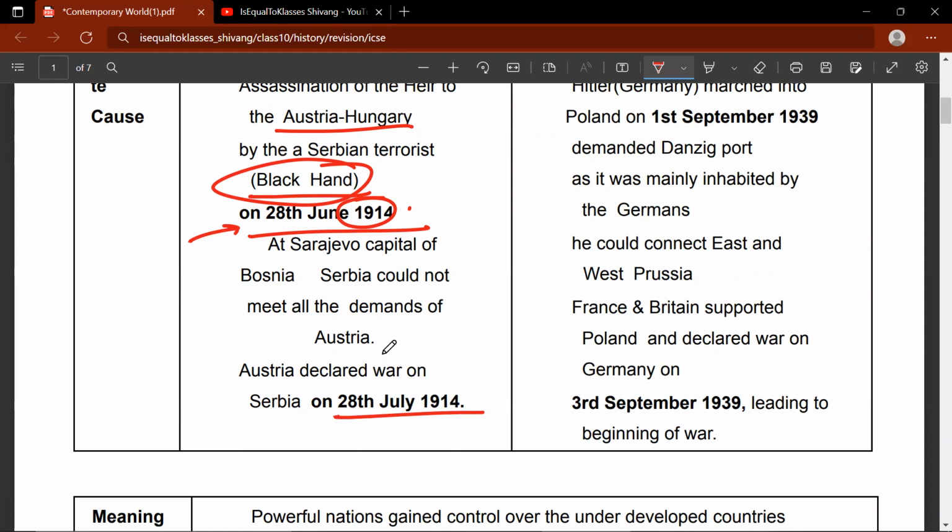So when they ask you when World War I started, it started on 28th July 1914. Don't confuse it with June. It started on 28th July 1914.